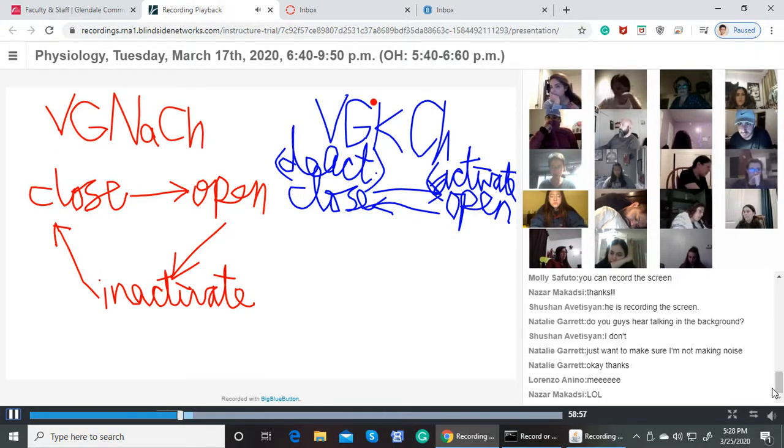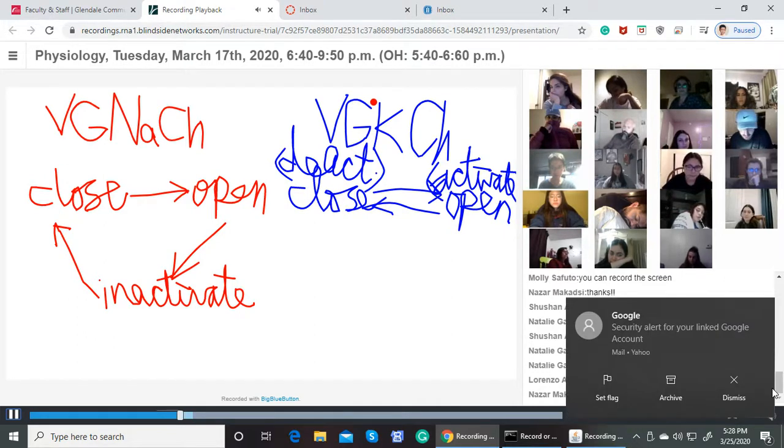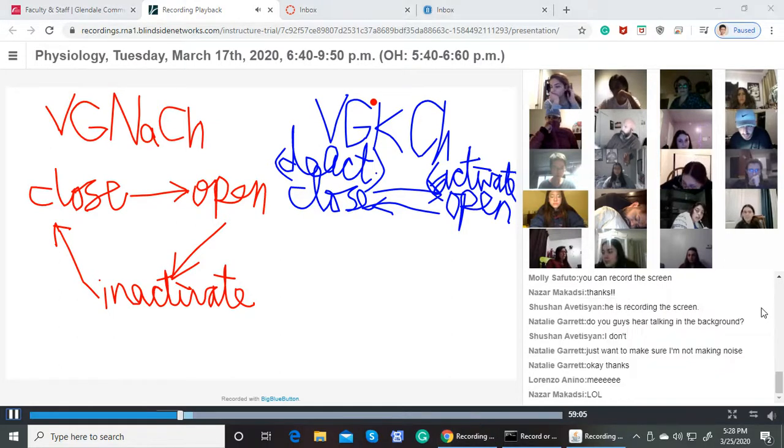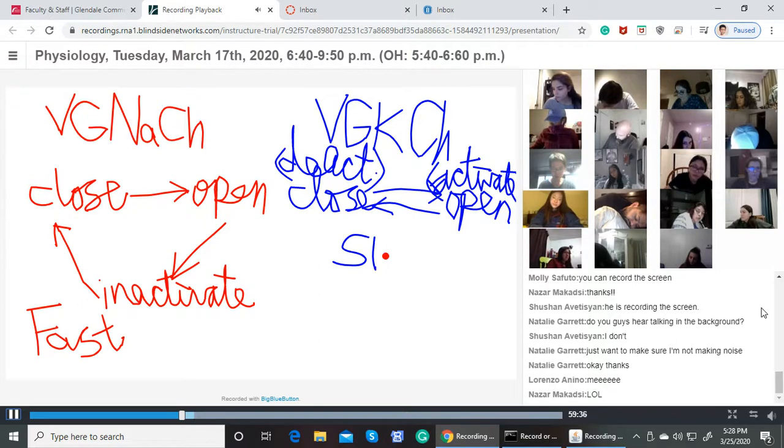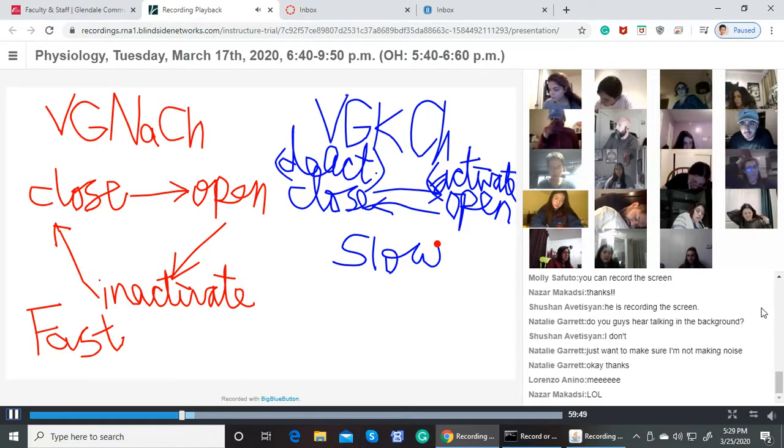What's the difference? The politically incorrect analogy for this one is that sodium is fast. What do I mean by fast? Sodium channels are fast to open, fast to inactivate, and fast to close. Potassium, they're slow. They're slow to open and then slow to close. The politically incorrect analogy is that voltage gated sodium channel is smart. Voltage gated potassium channel is stupid. Okay, remember this. It is stupid because everything is so slow. It is smart. It is very fast to respond.